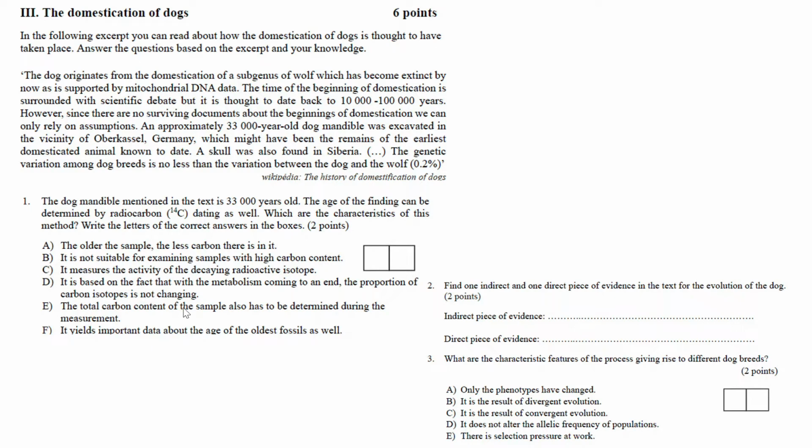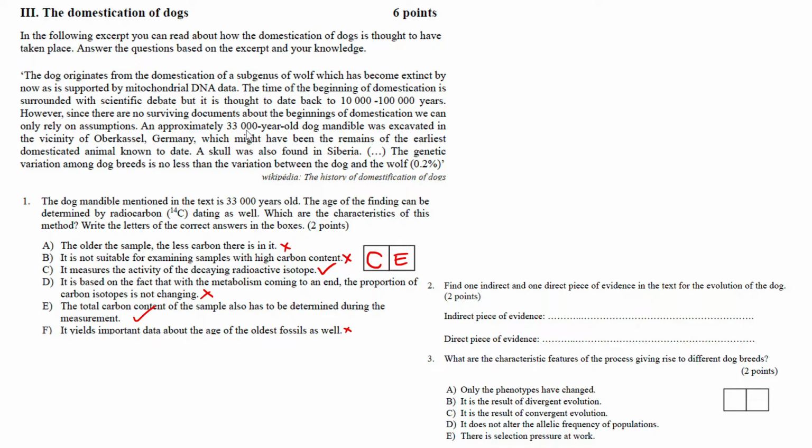So let's look at the statements. The older the sample, the less carbon there is in it. That's not really the good answer. It is not suitable for examining samples with high carbon content. It measures the activity of the decaying radioactive isotope. That's what we discussed, so C is going to be the first answer. It is based on the fact that with the metabolism coming to an end, the proportion of carbon isotopes is not changing. Actually, it is changing, so it is not a good option. The total carbon content of the sample also has to be determined during the measurement. That's true. And it yields important data about the age of the oldest fossils as well.